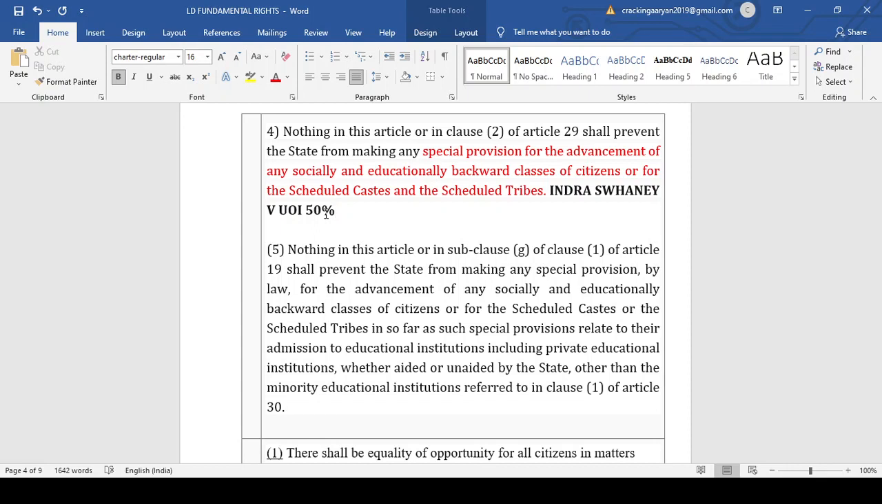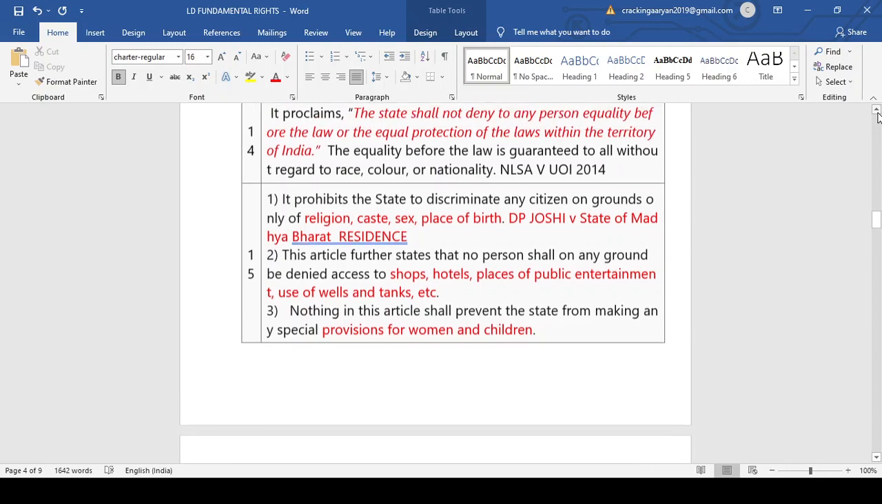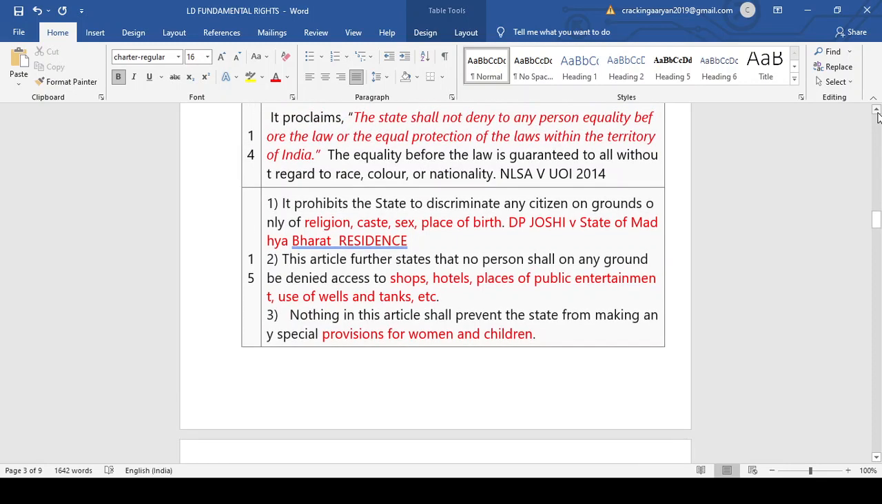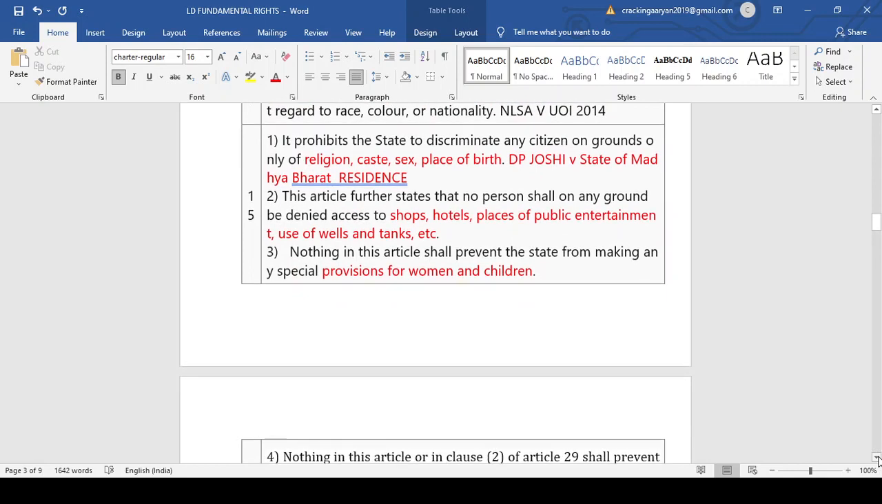Always remember. Then Article 15 clause 5 is also related to the scheduled castes and scheduled tribes, for their advancement in educational institutions. That is Article 15. So you have to remember what Article 15 talks about: no discrimination on the ground of religion, race, caste, sex, or place of birth, but not residence; entry to shops; and special provision for women and children. At that time, many petitions were filed in the Supreme Court when special laws were made by Parliament for women and children.